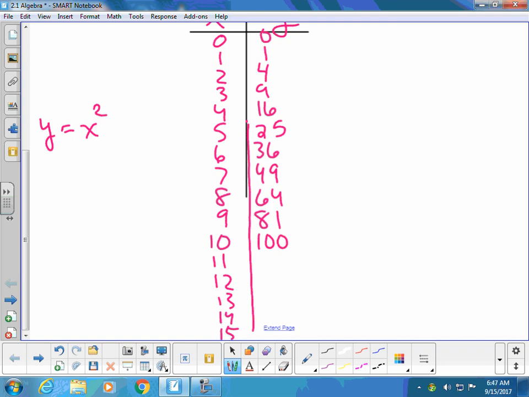10 squared is 100. 11 squared is 121. 12 squared is 144. 13 squared, 169. 14 squared, 196. And 15 squared, 225. So just a little fun mental math activity to get you going and get you prepared for what you'll be seeing in the lesson today.